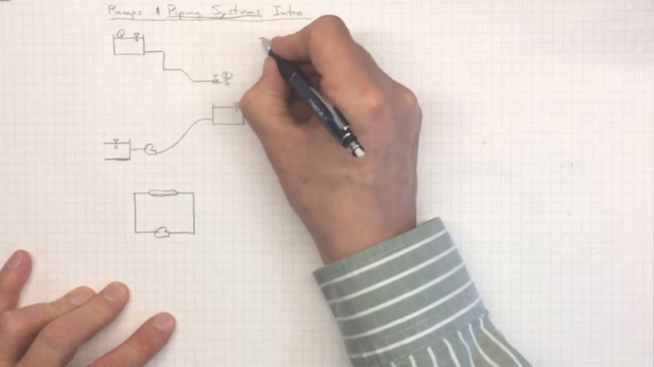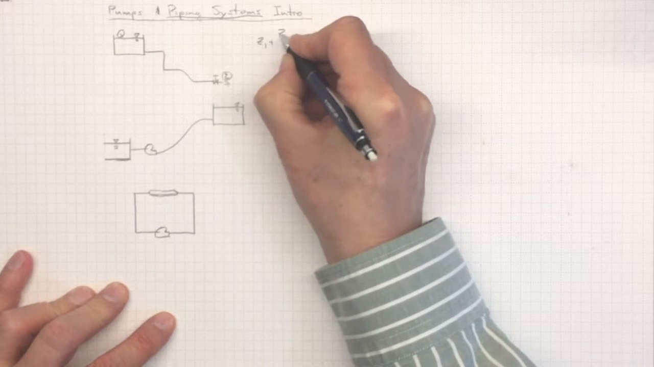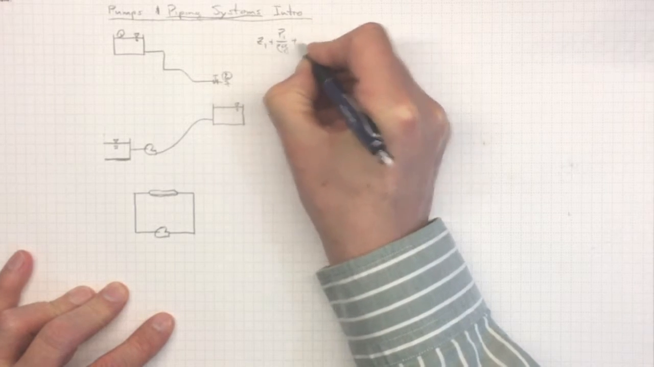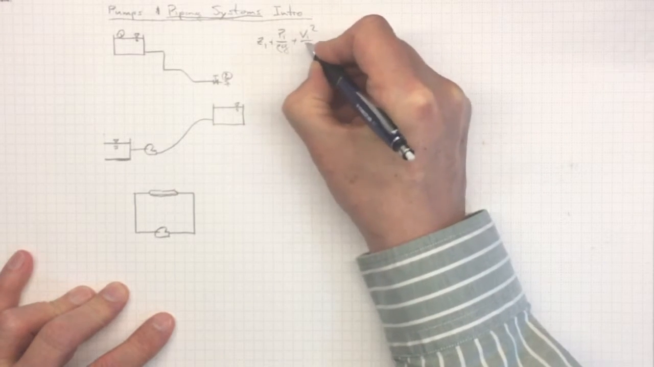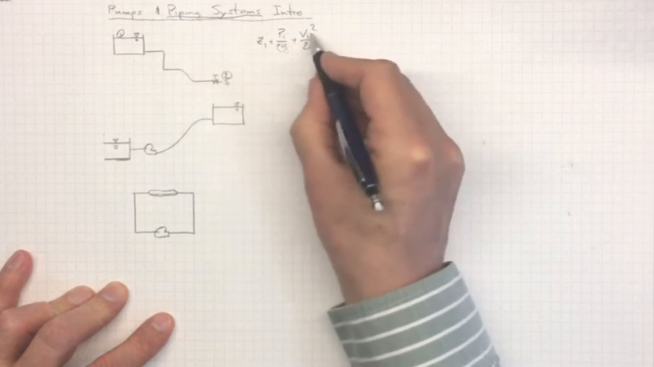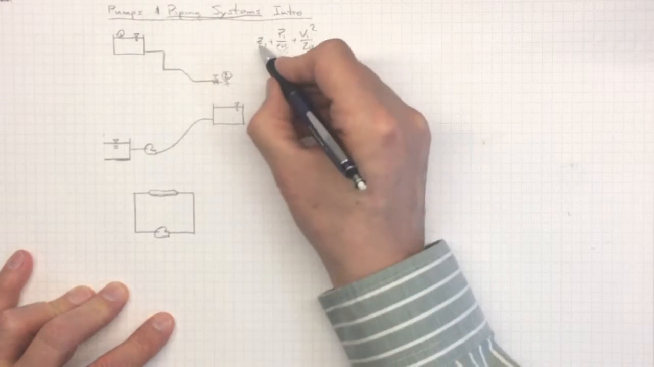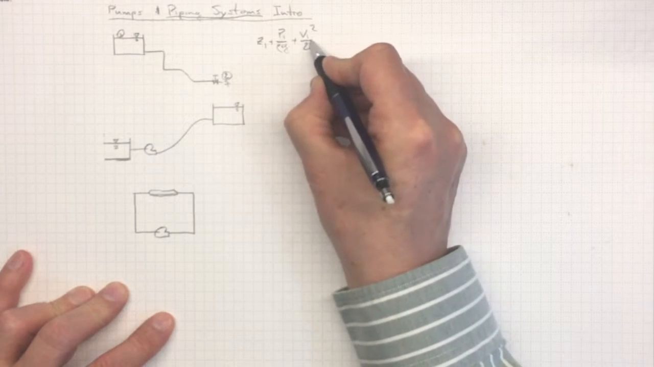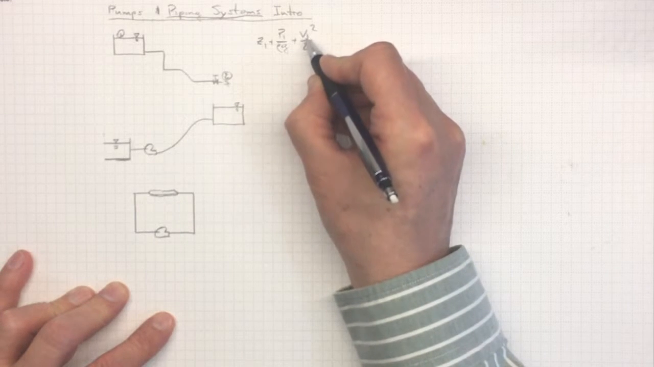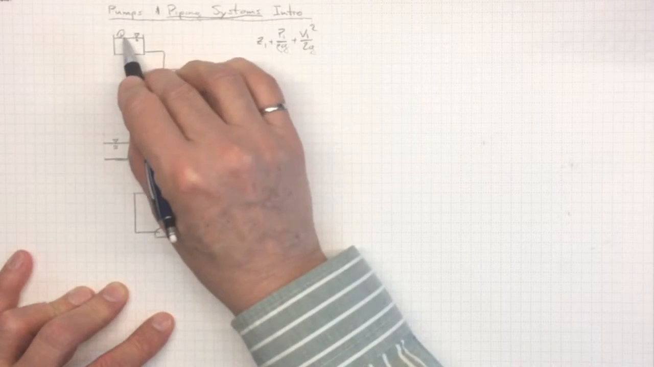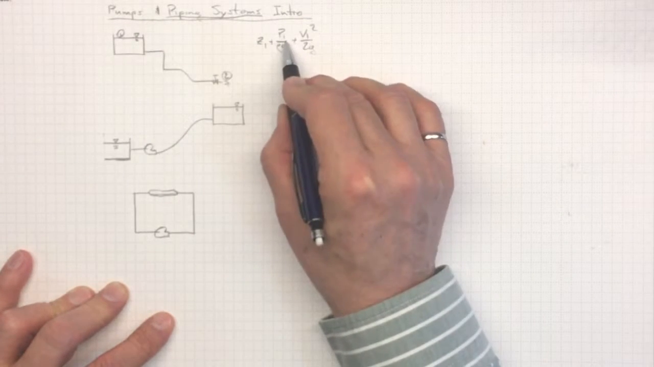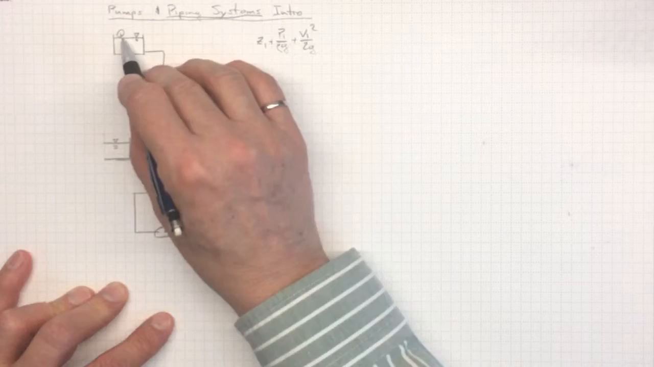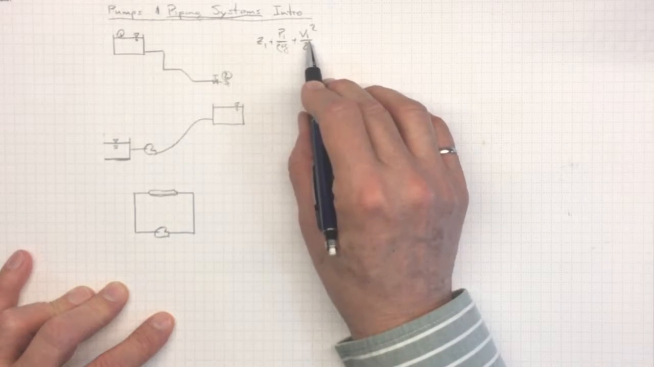We'd write Bernoulli's equation, Z1 plus P1 over rho g plus V1 squared over 2g. That's the total amount of energy that we had at location 1. Potential energy due to elevation and pressure, and kinetic energy due to the velocity that the flow was moving at.